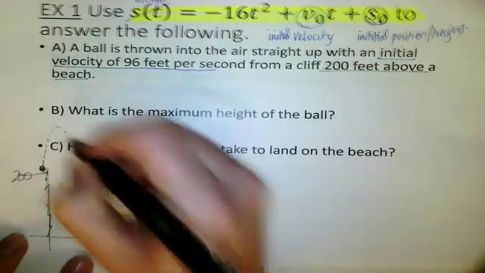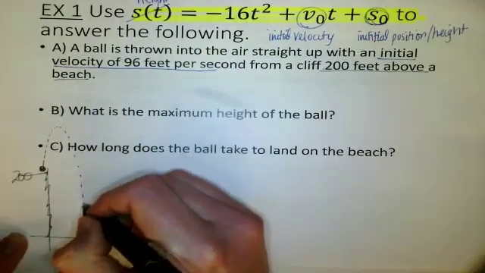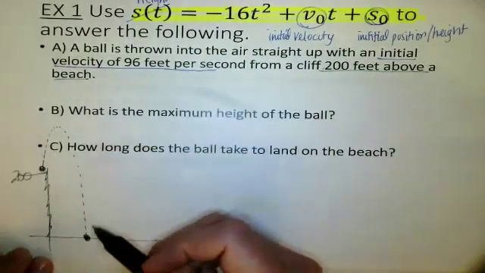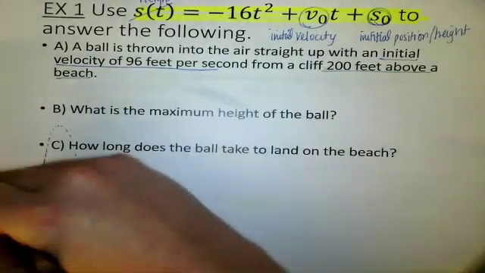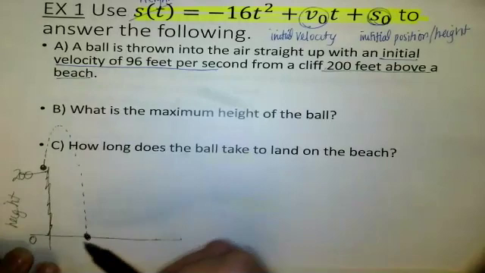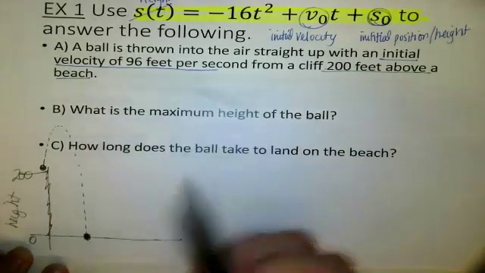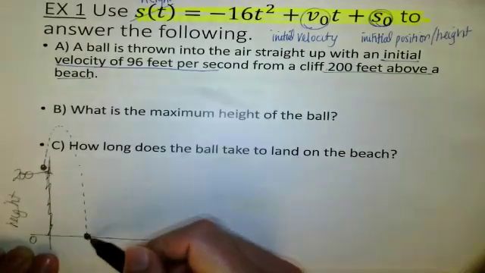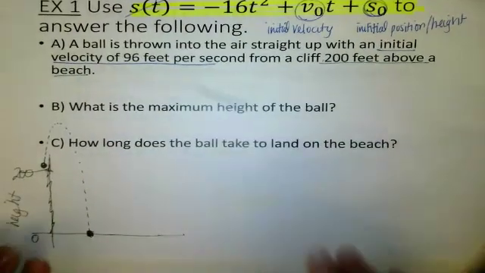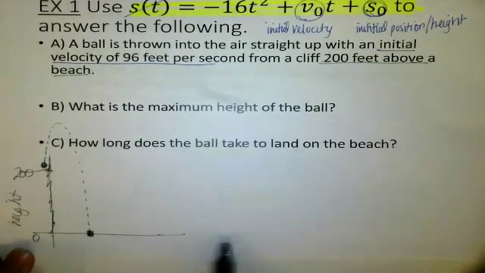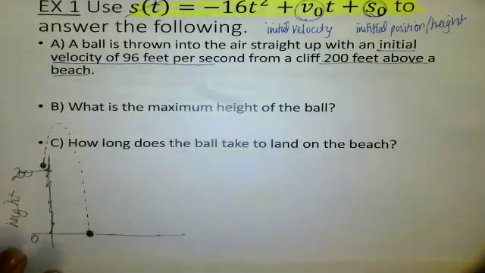Sure. And it does fall down to the ground, and it's going to land on the beach, where it has a height of 0 feet. That's when it lands, okay? Started at 200 feet above the ground, and it would land and hit down here where its height is 0. What does this horizontal axis actually represent?